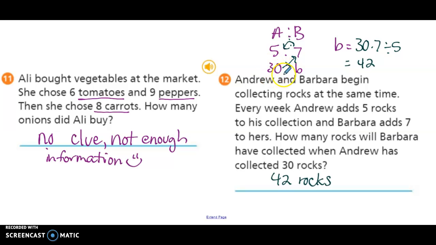If Andrew has 30, can we use this information to figure out how many Barbara has? Absolutely. This is called a proportion. Once you set it up, you can now grab your calculator, multiply your cross products diagonally. 30 times 7 divided by 5. Do not hit equals in between here, or you can if you want, but I just think it's one long equation, so that's good. 30 times 7 divided by the lonely guy of 5 because he doesn't have a factor pair diagonally. A solution of 42 rocks.